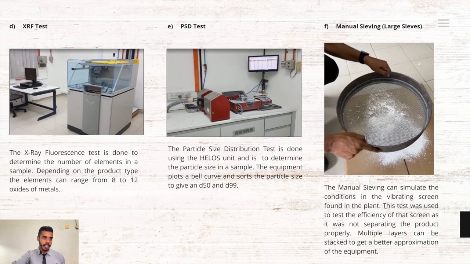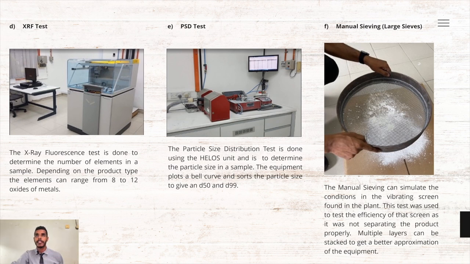Next is the XRF test, or X-ray fluorescence test. This test is done to determine a number of impurities or elements inside our raw material, which is calcium carbonate ore. And the next one is the PSD test, or particle size distribution. This test is to determine how much variance there is between the particle sizes in a given sample.